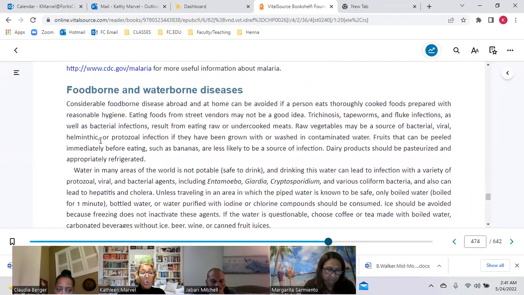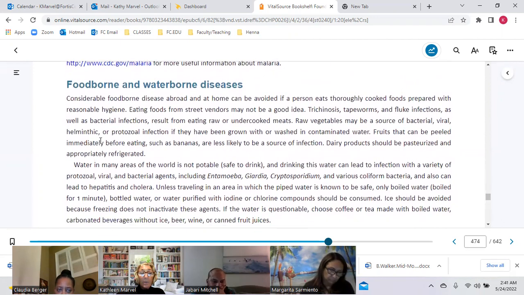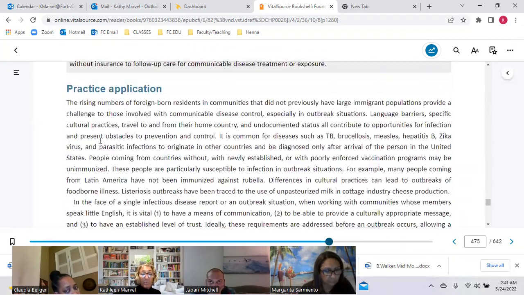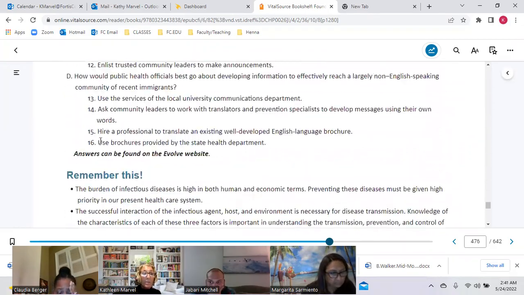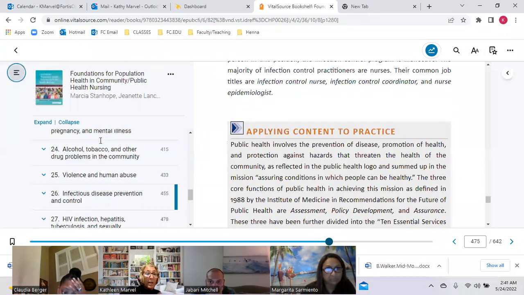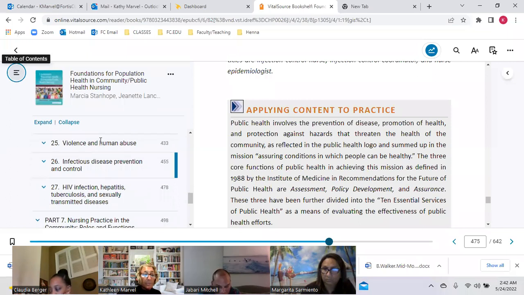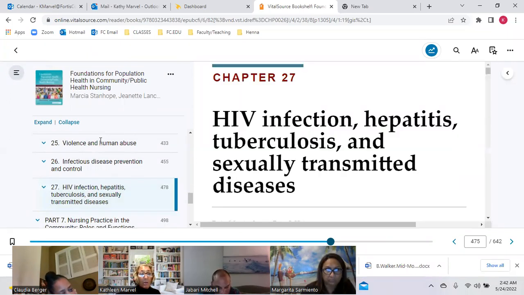So anyway, we have foodborne and waterborne diseases, right? What if you're cooking in dirty water? Eating food from street vendors that may not be doing appropriate food prep. Lots of different kinds of infectious diseases. Okay, so that's it for that chapter. I did want to identify the 4 emerging infectious diseases over the last 10 years. So we got those.